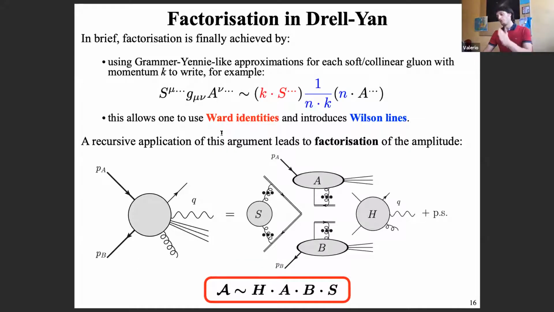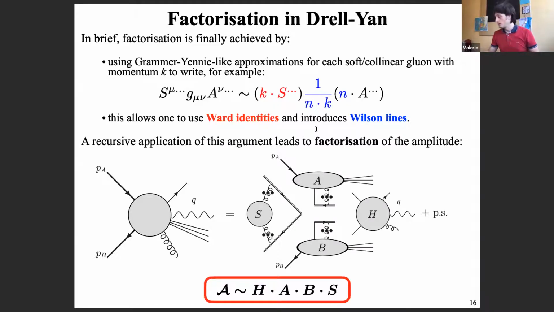So now, in brief, to achieve factorization, what you do is use what is typically called the Grammer-Yennie-like approximations. Suppose you have a gluon connection between the soft and the collinear function, then this is essentially just the numerator of the gluon propagator. Then at leading power, you can approximate this contraction into something like that. You have k that is contracted with S. And so you can use Ward identities in this bit to reduce it to something with fewer external legs. And then you have something that has essentially an eikonal propagator with this kind of structure. And this is exactly the kind of structure that eventually introduces the Wilson lines. So I will tell you a little bit more about Wilson lines later.